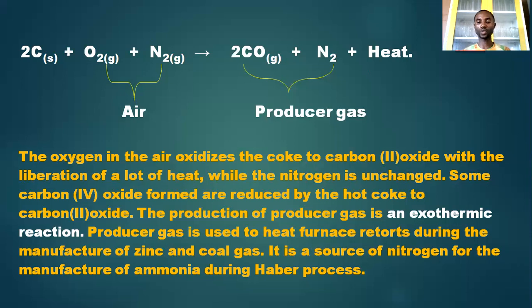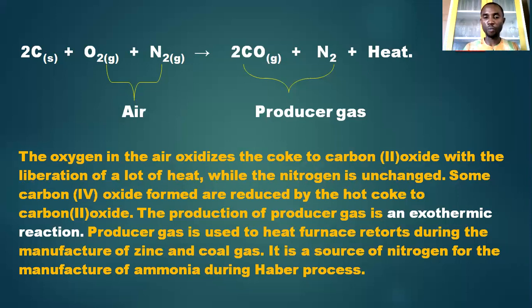It is the source of nitrogen for the manufacture of ammonia during the Haber process. Of course, we see hydrogen here. We use this particular producer gas as a means of producing ammonia, nitrogen, which is needed in manufacturing of ammonia in the Haber process.